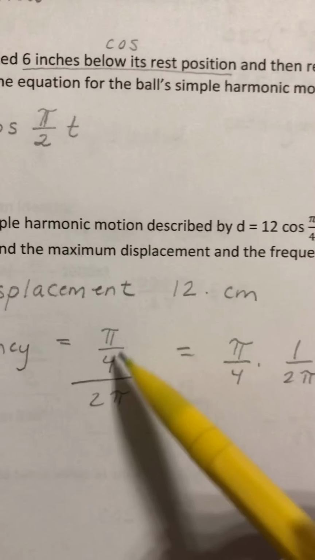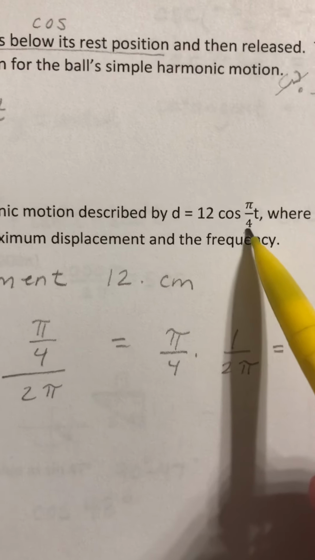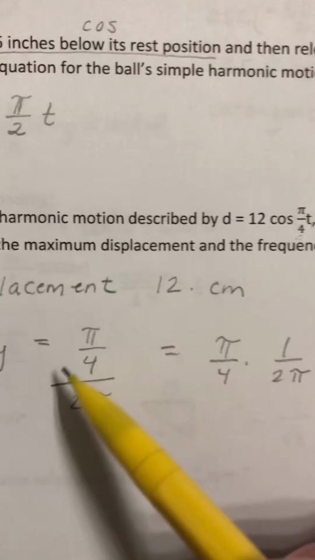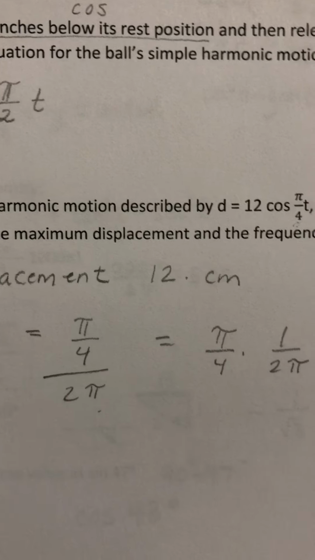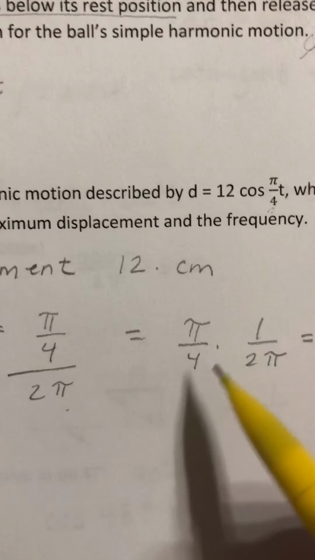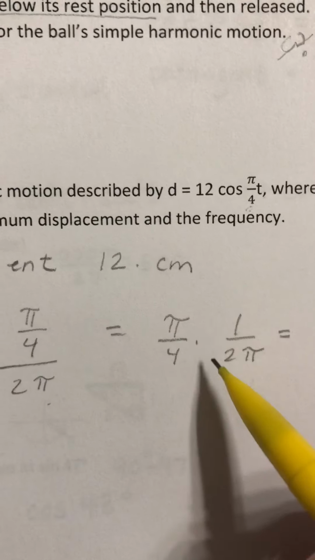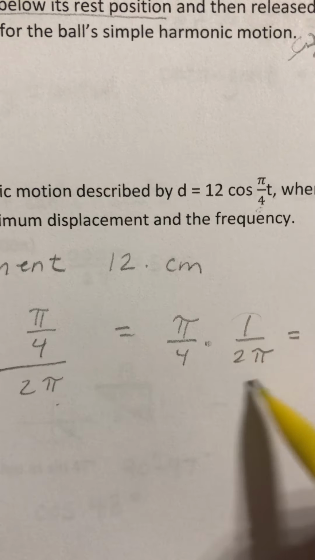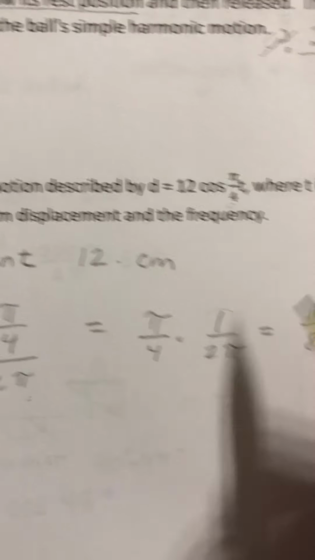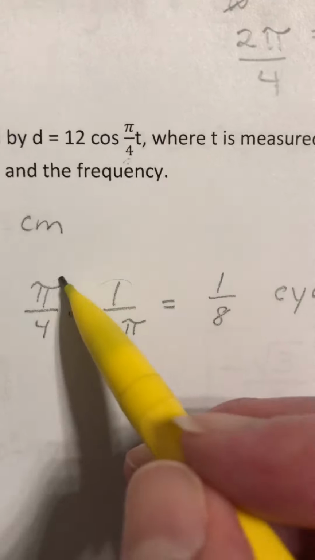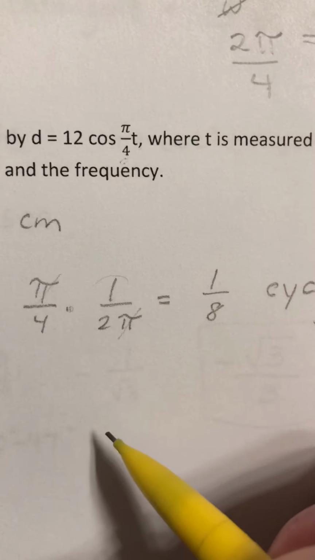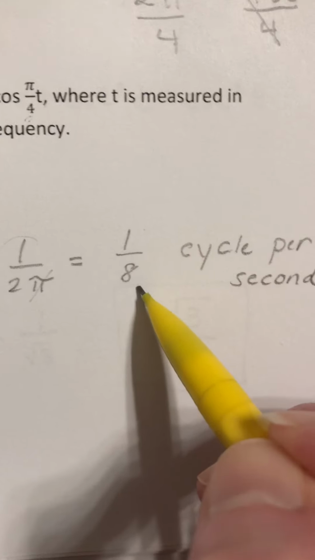So omega was given to us in the formula. It's just the coefficient of t. And then I always divide by 2 pi because that's the period of a basic cosine function. So remember, when you divide fractions, you're actually going to multiply by the reciprocal of the second fraction, or the second number here. The pi is going to cancel the pi, and we're going to have 1/8 cycle per second.